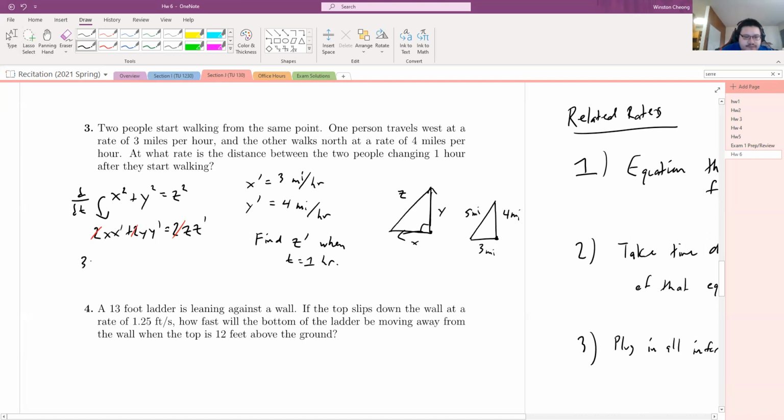All right, so let's see. If I plug in 3 times 3 plus 4 times 4 equals 5 times z', and we're looking for z'. Well, 3 squared plus 4 squared is 5 squared, which is 25. So I get 25 = 5z'. Therefore, z' is 5. And I should put units since this problem has units. These units are miles per hour. So I'll put miles per hour, and then I'm done.